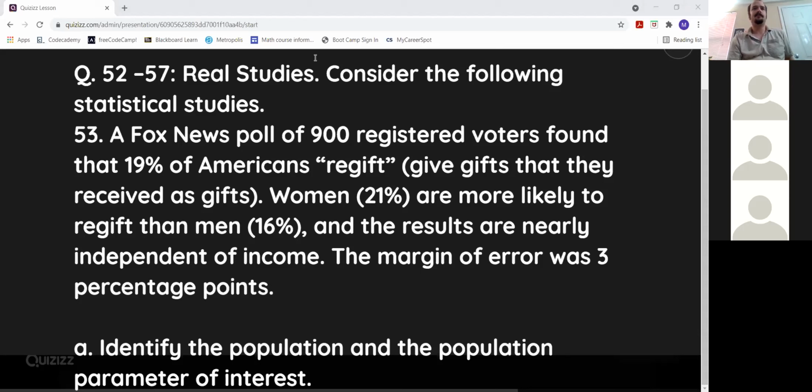Okay. So there's that saying, there's lies, damn lies, and statistics, right? Something like that. But there's also that saying that numbers don't lie, but sometimes people do misinterpret them. So you got to know what the numbers say, right? And what they don't say is also important. So what is this telling me? I got this poll of voters, and they find that 19% regift. They find that women are at 21 and men are at 16, and the margin of error is 3 percentage points. So what is my interval for women? What is my interval for men?